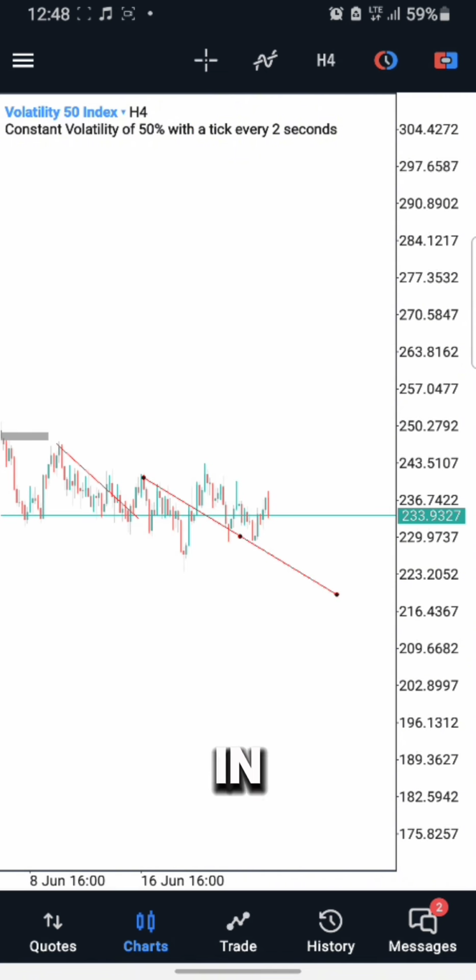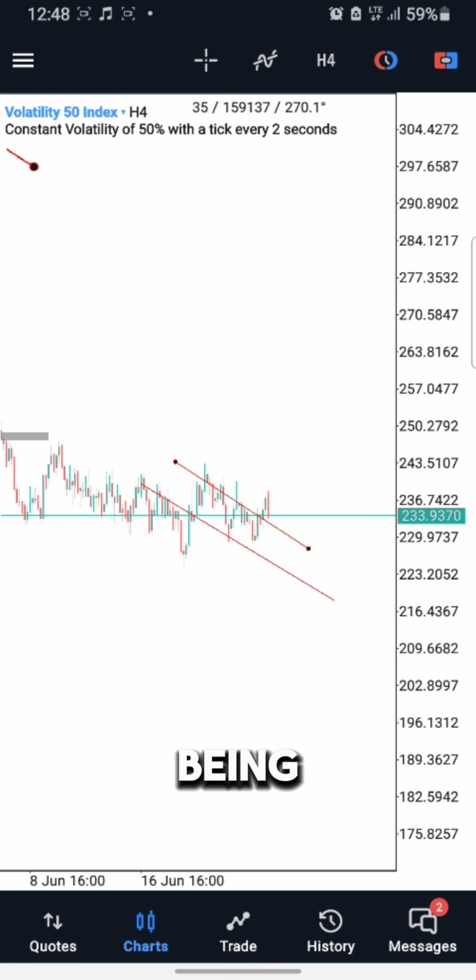So now we have closed, and then we move to another pair, that is the volatility 50. So in the volatility 50, we're going to identify a channel that was being respected.